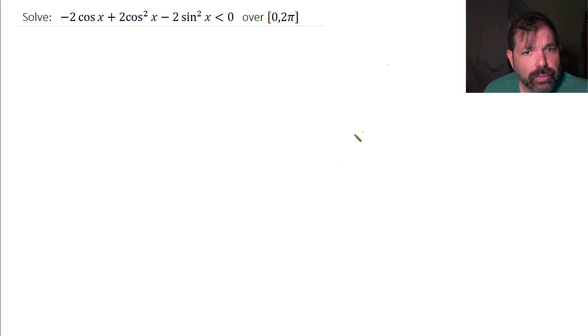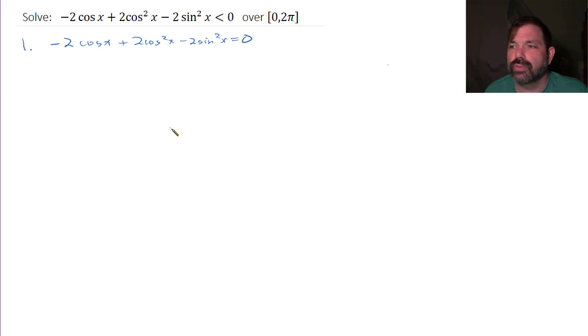Alright, so what I see from this one is, first, I need to solve negative 2 cosine x plus 2 cosine square x minus 2 sine square x is equal to 0. I need to solve this first. So what I would do with this is notice, I've got a cosine x, I've got a cosine square x, and I've got a sine square x.